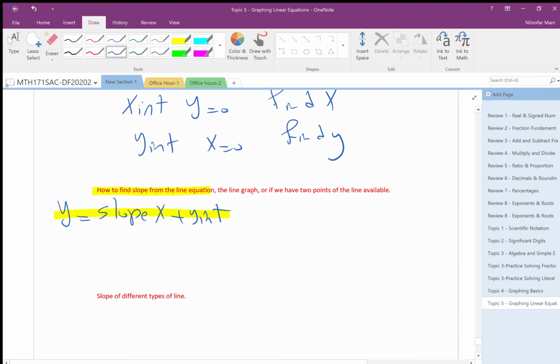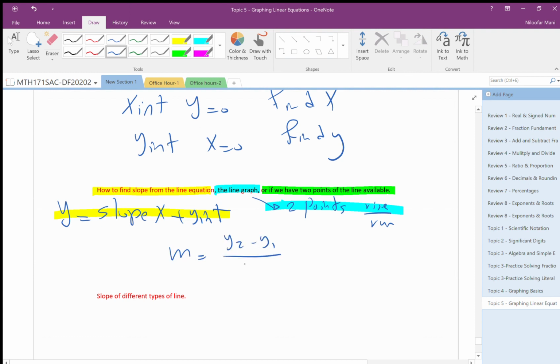How do you find it from the graph? You have to check two points and then find rise over run. So what do you do here? Two points. The slope is y2 minus y1 over x2 minus x1 when I have two points.